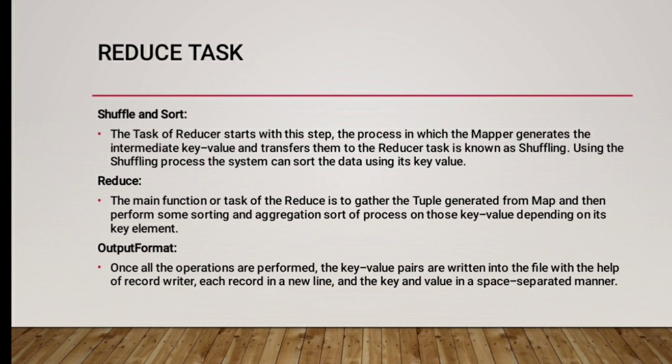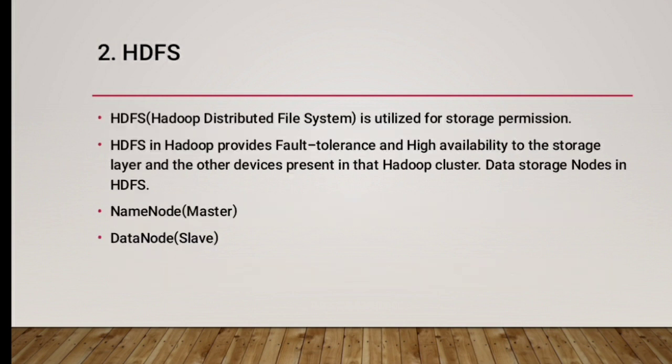the mapper. The main function or task of the reducer is to gather the tuples generated from the map and then perform some sorting and aggregation on those key-value pairs depending on the key element. Once all the operations are performed, the key-value pairs are written into the file with the help of the record writer. Each record is on a new line, and the key and the value are separated by a space.